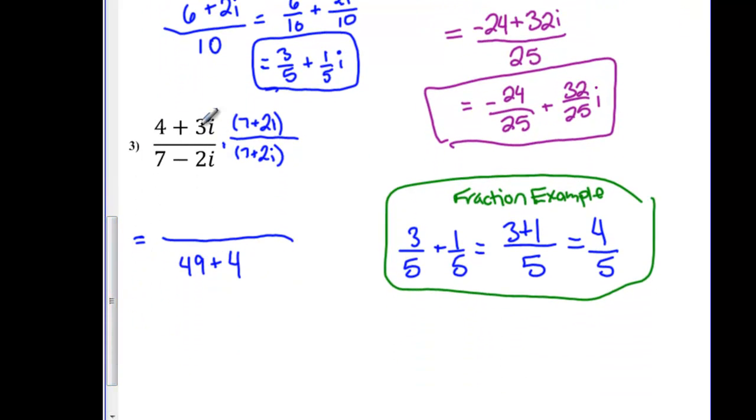And now we need to go across top and actually FOIL this out. So we got 4 times 7, gives us 28. 4 times 2i is going to give us 8i. 3i times 7 is going to give us plus 21i. And then 3i times 2i, it's an i, so 3 times 2 is going to give us 6, plus 6i squared.